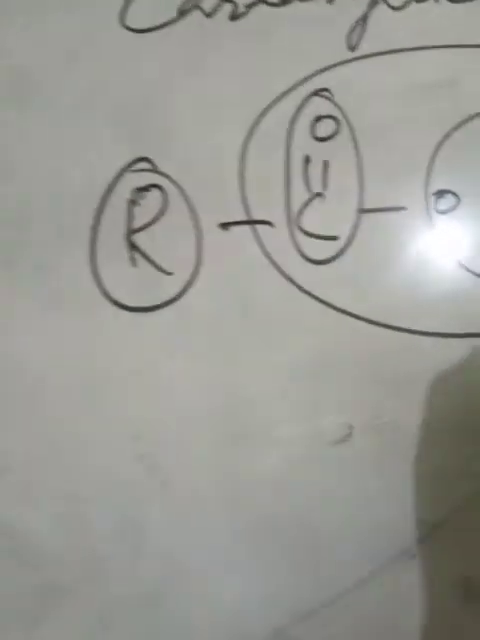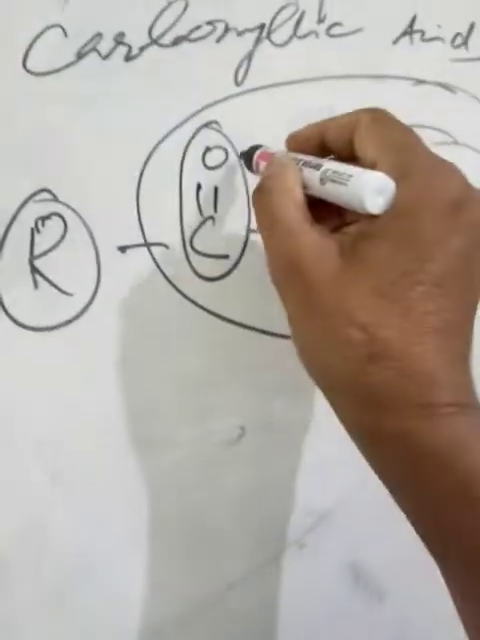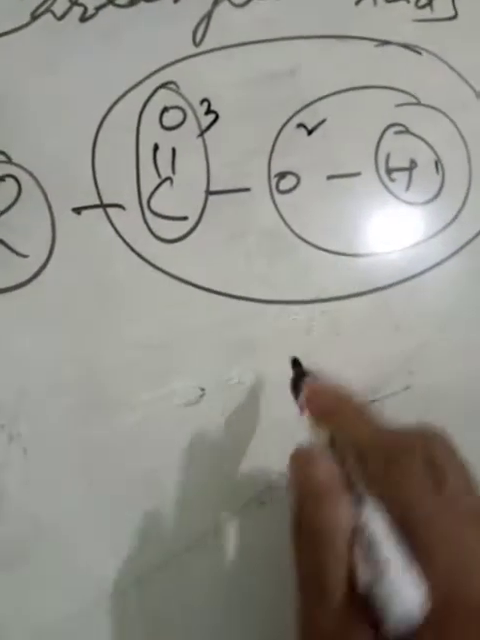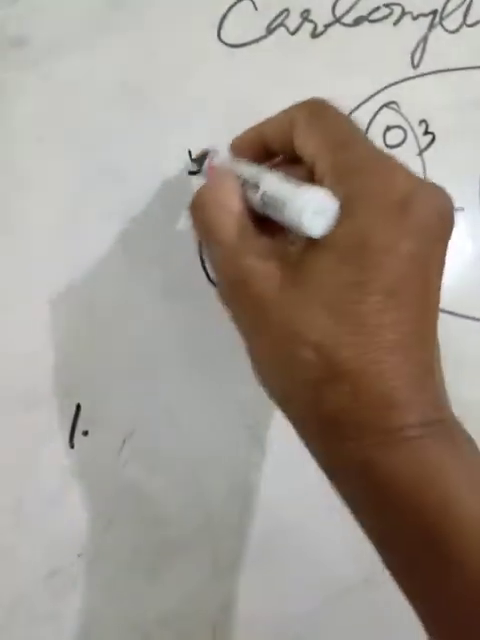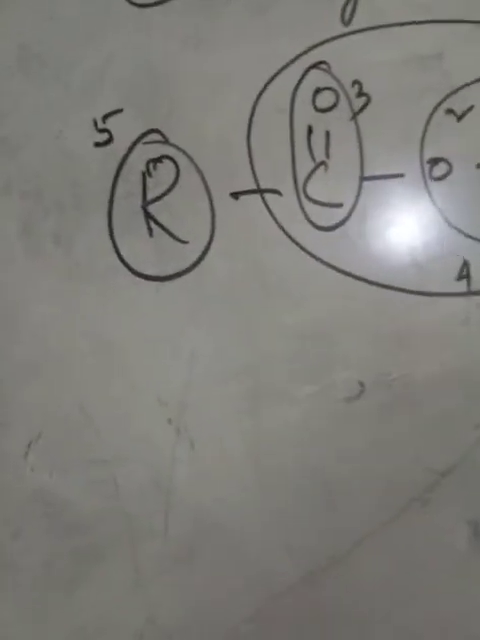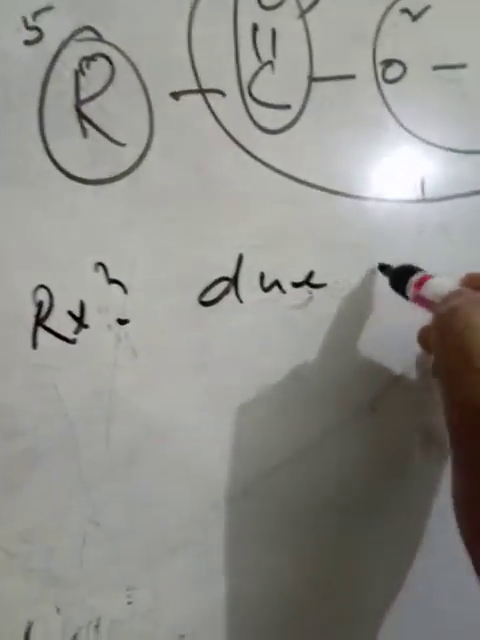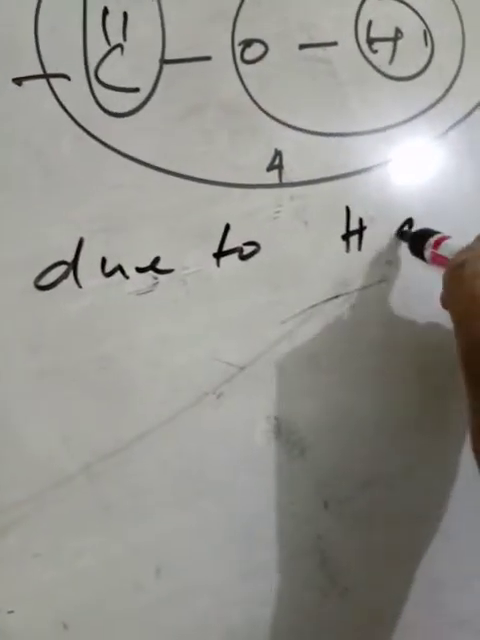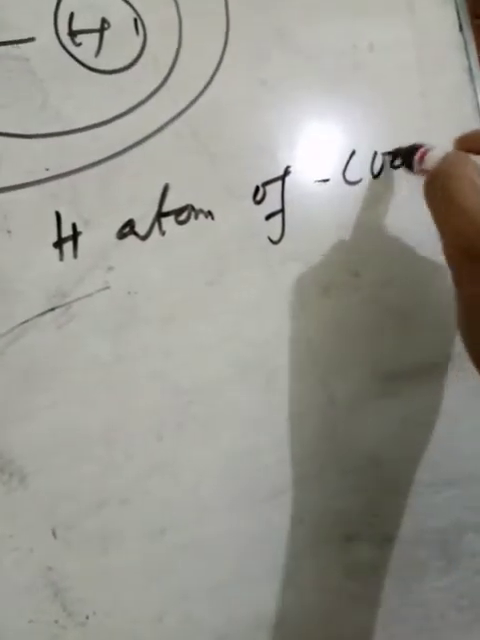Reaction due to hydrogen, this is number 1, reaction due to OH group, this is number 2, reaction due to carbonyl group, this is 3, reaction due to carboxylic group, this is 4, and reaction due to alkyl group, this is number 5. So this is number 1, reactions due to each atom of the carboxylic group.